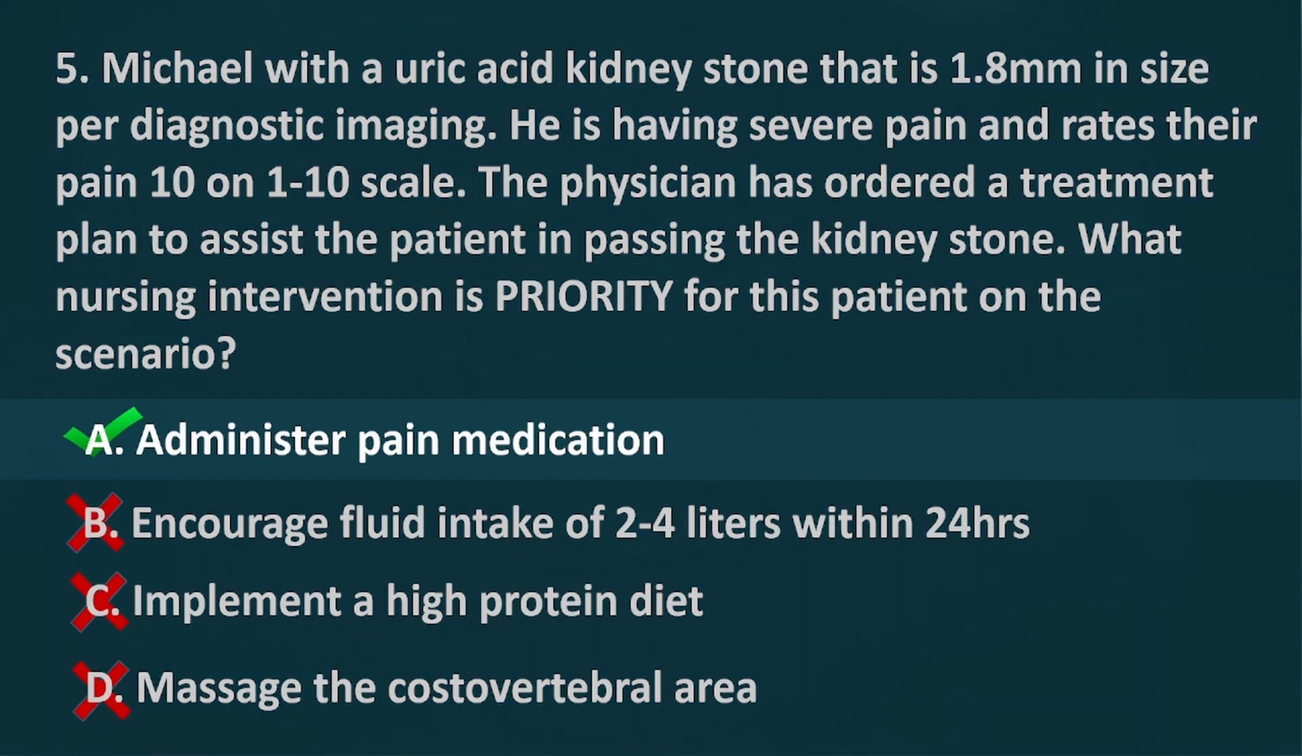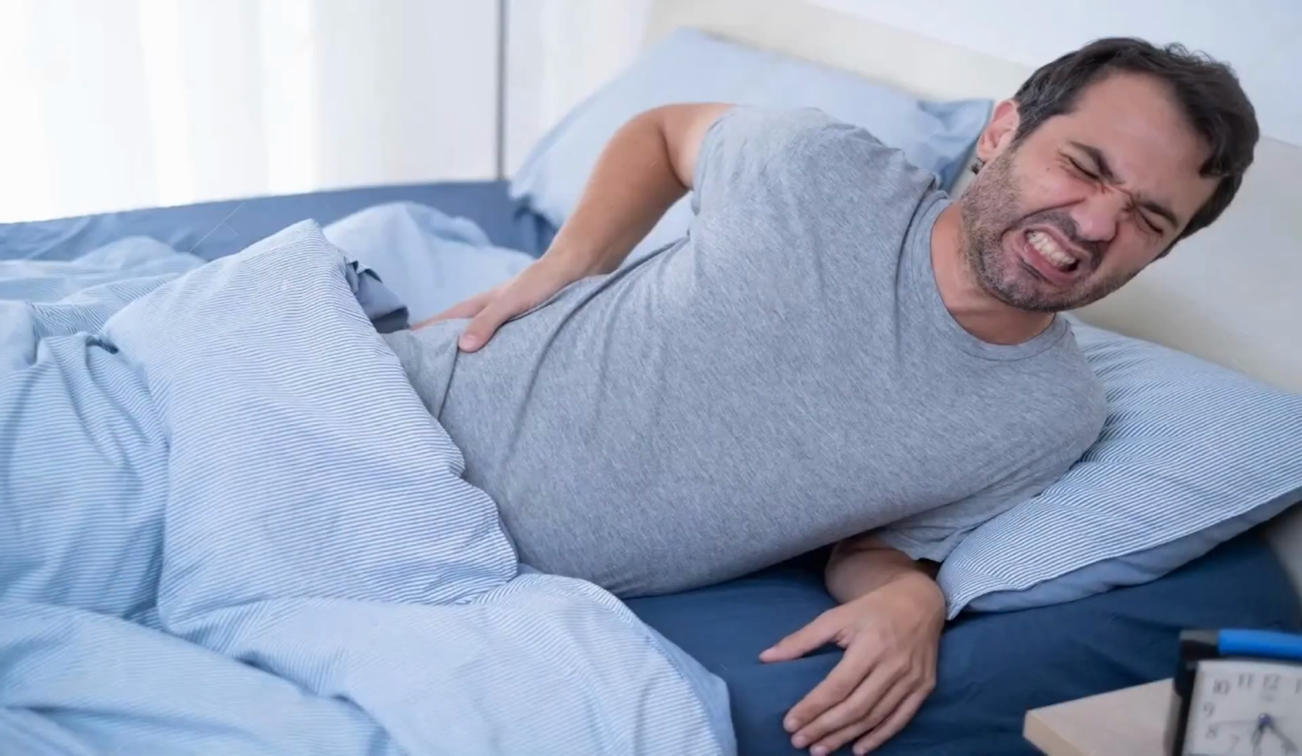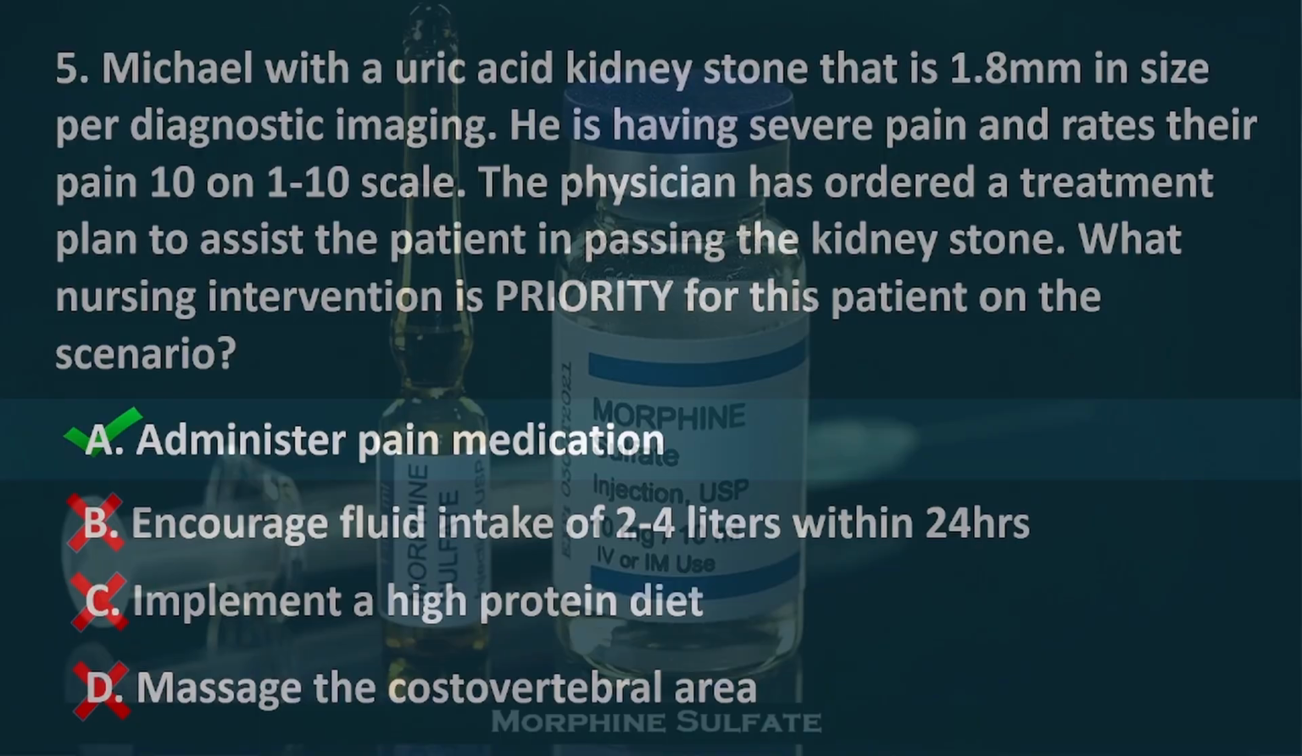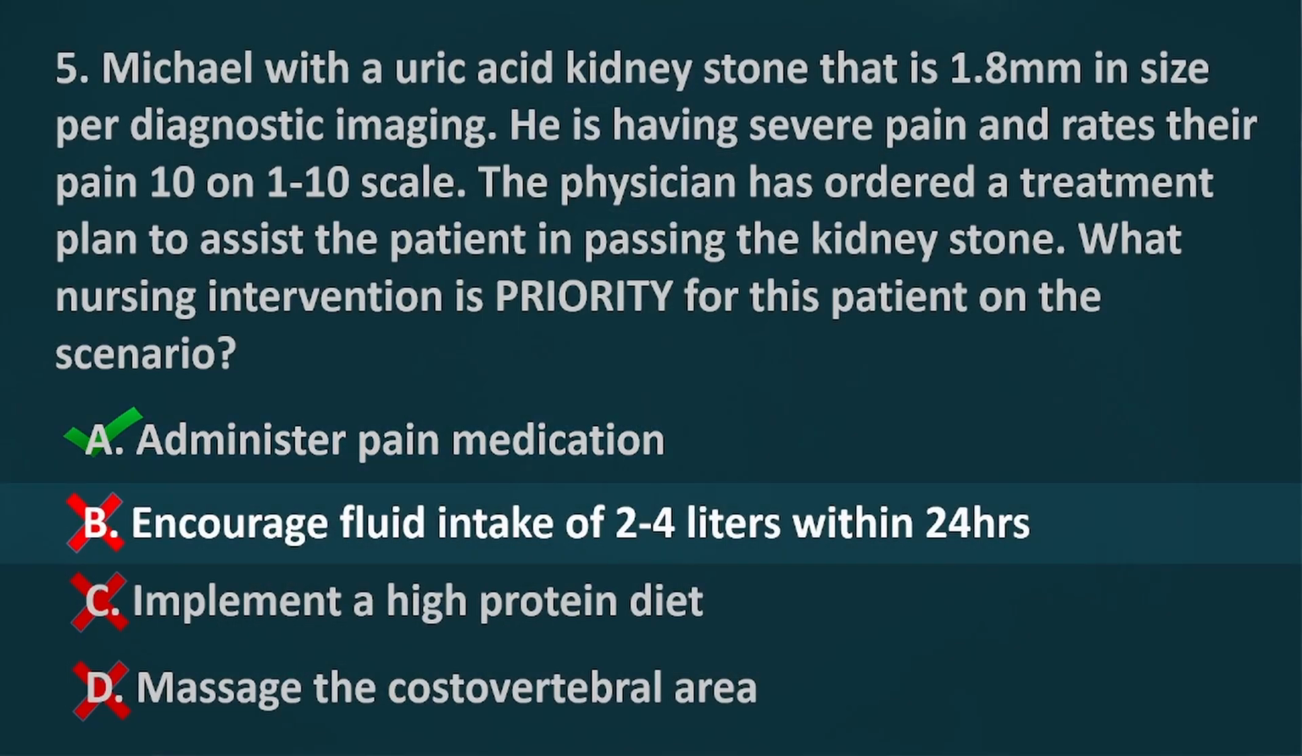The correct answer is letter A. Controlling the patient's pain is the priority intervention for this scenario. Some doctors would even prescribe morphine to alleviate pain of the client. Fluid intake is encouraged, but not at this moment. A high-protein diet will further increase uric acid levels, therefore, should be avoided. Also, you should never massage the costovertebral area as it would trigger more pain.